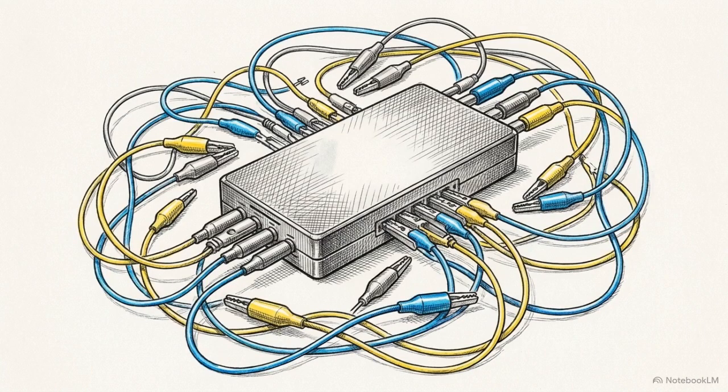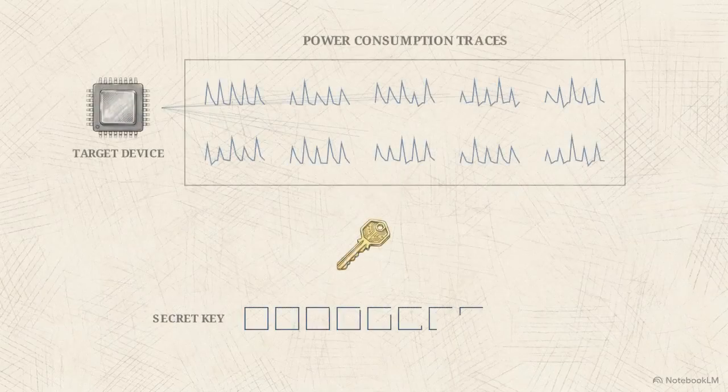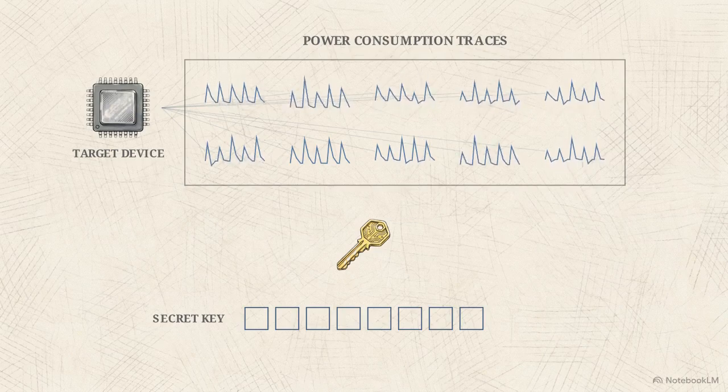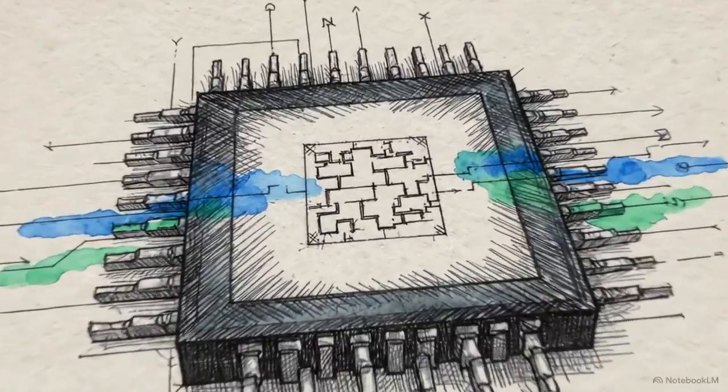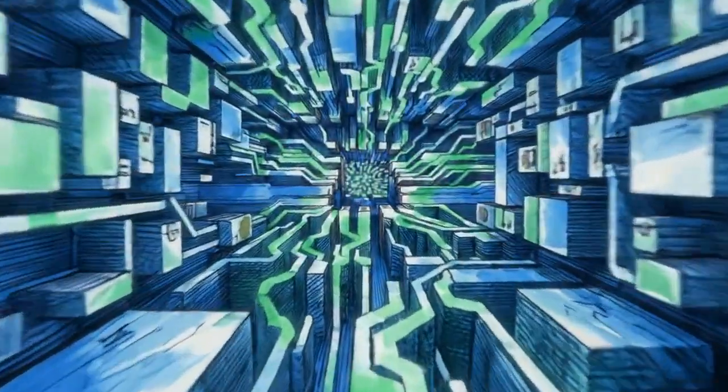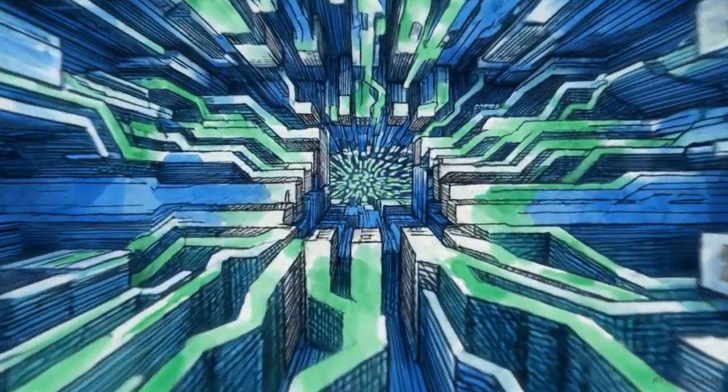In a differential power analysis attack, or DPA, attackers feed varying inputs into a device and statistically analyze these power traces. By observing how power consumption changes based on data being processed, they extract secret encryption keys bit by bit. To understand why this happens, we must look past the macroscopic circuit board and travel down into the microscopic architecture of the silicon die itself.